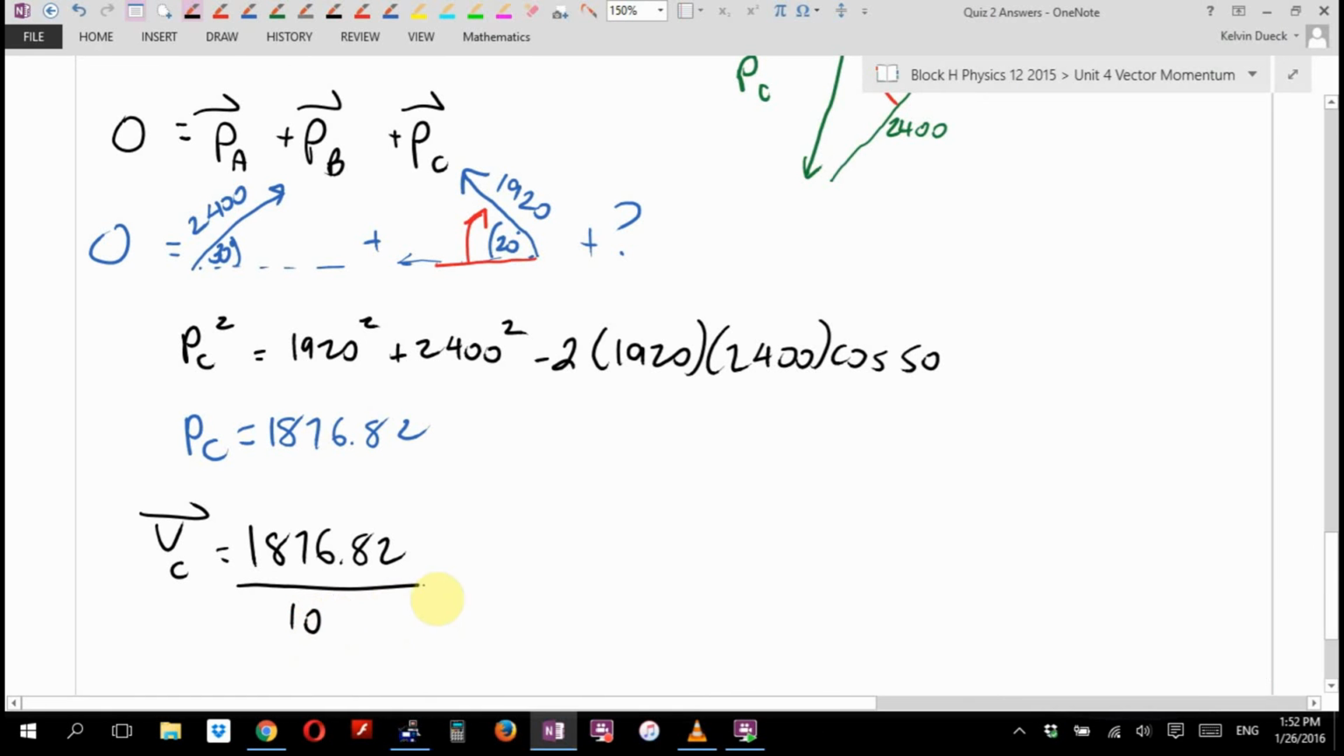Here's the really nice thing. I can divide this by 10. I can divide this in my head. It's going to be 188. That's 187.68, but I'll go to 3 sig figs now. Is that okay?